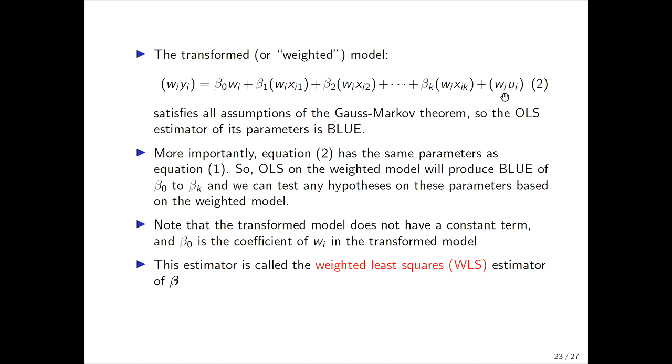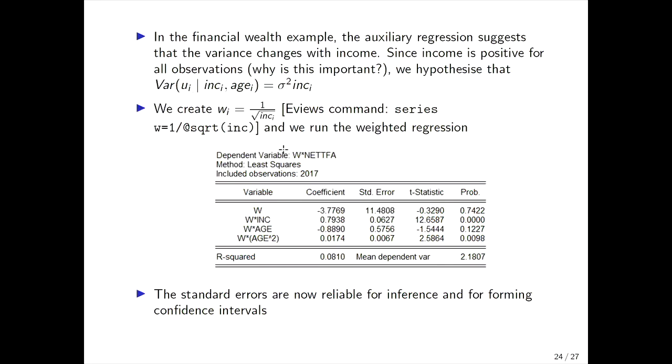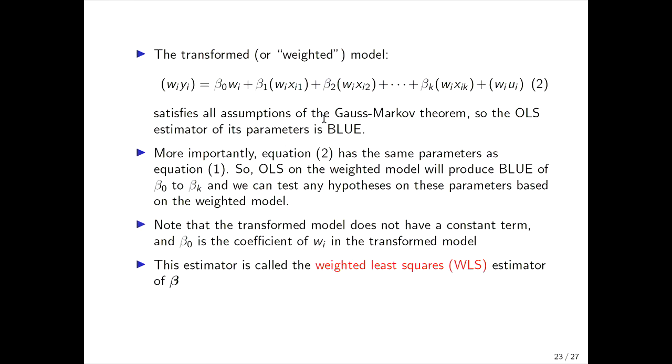So the error term in equation 2 is homoscedastic. So equation 2 satisfies all the assumptions of the Gauss-Markov theorem. So if I estimate equation 2 by OLS, the OLS estimator is going to be the best linear unbiased estimator. This particular estimator is sometimes referred to as the weighted least squares estimator, because you're weighting the dependent variable and each of the x's by this variable, wi. So this is the weighted least squares estimator.